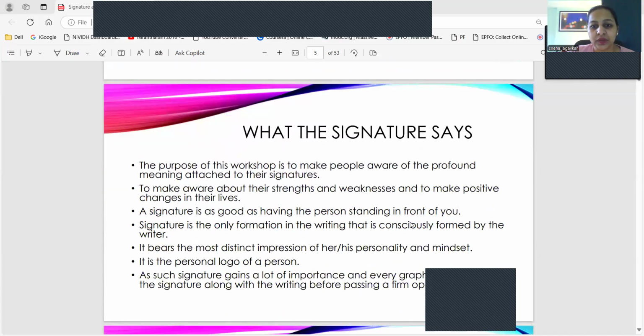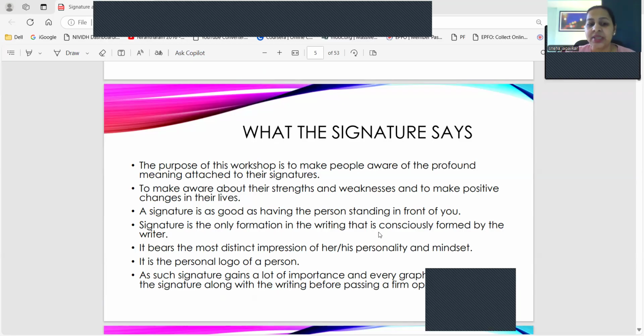So let's start off now. The purpose of this workshop is to make people understand what profound meaning is attached to their signatures, to make people aware about their strengths and weaknesses, and how small changes can bring positive change in their lives.